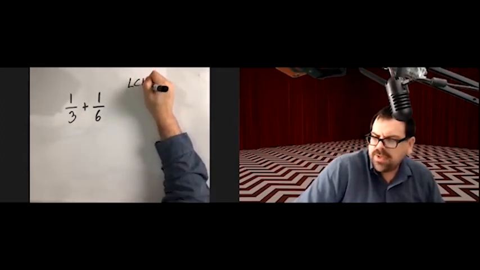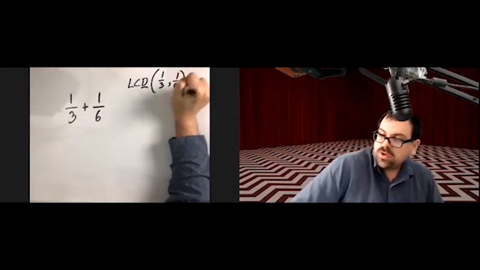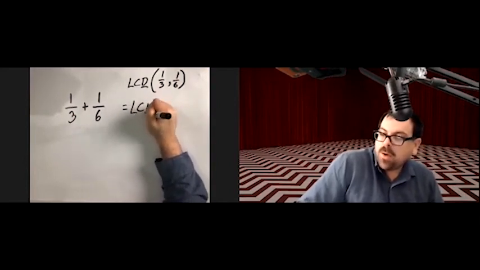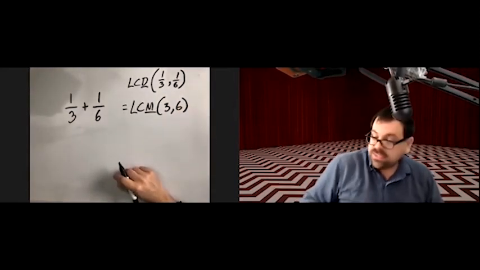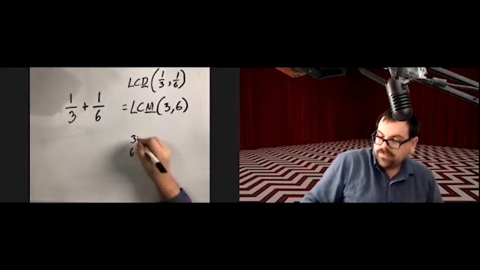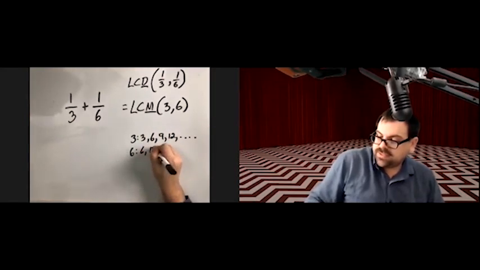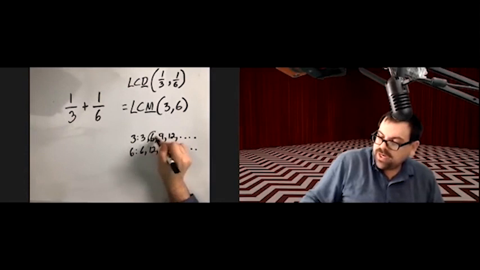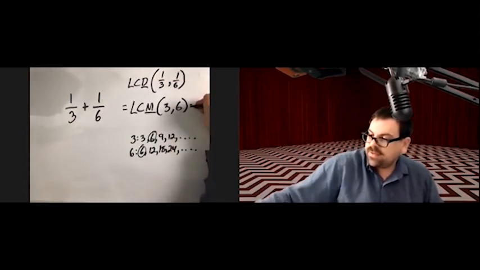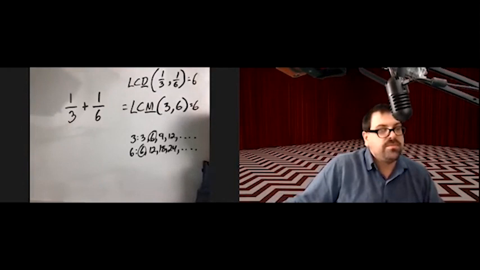So the least common denominator of 1/3 and 1/6 would be the least common multiple of 3 and 6. How do we find least common multiple? Well, we skip count. 3, 6, 9, 12, etc. 6, 12, 18, 24, etc. And the first number in common is 6. The least common denominator of the two fractions, the least common multiple of the two numbers, is 6.